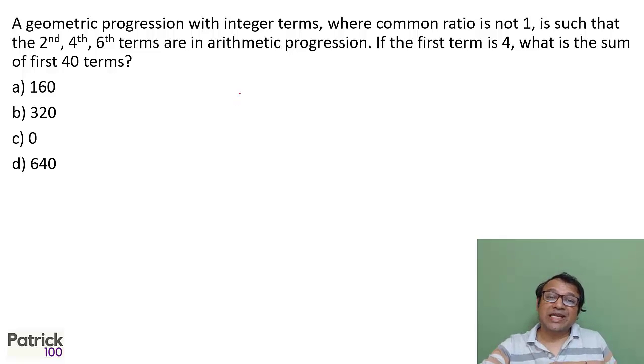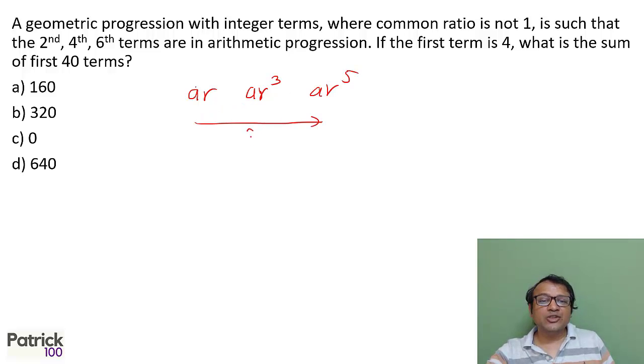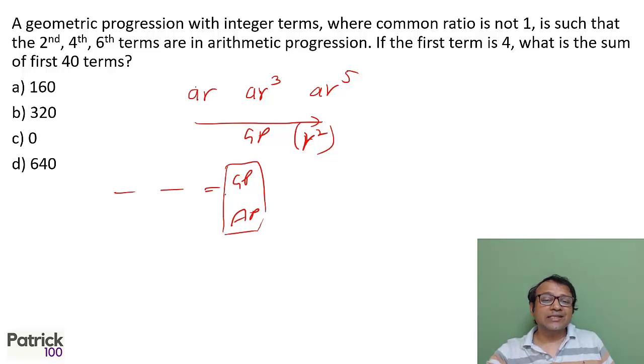A geometric progression with integer terms having common ratio, where the common ratio is not 1. The second term will be AR, the fourth term will be AR cube, the sixth term will be AR raised to 5. These 3 terms themselves will be in geometric progression with a common ratio R square. If 3 terms are both in geometric progression and arithmetic progression, that is only possible if all the 3 terms are the same, which means the common ratio has to be 1. In this case R square has to be 1.